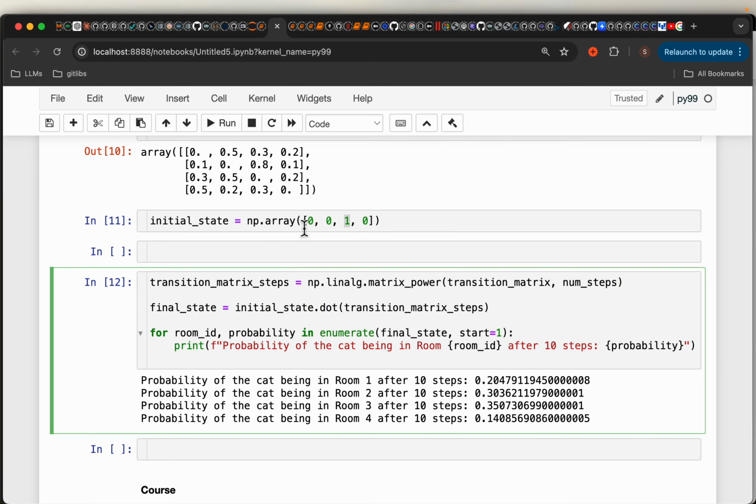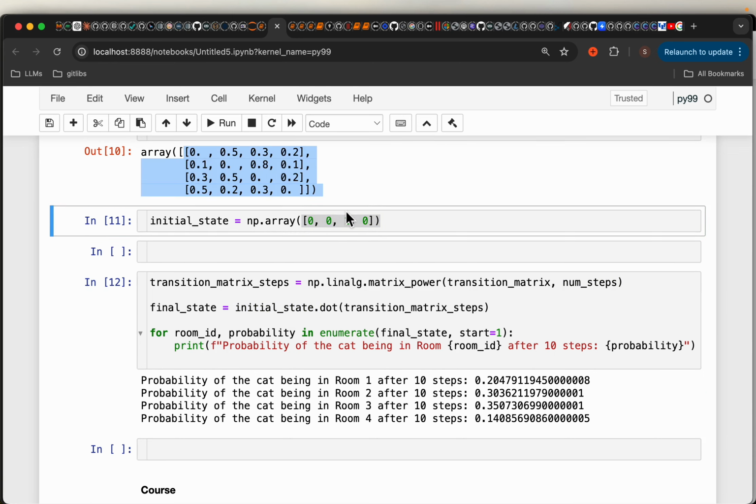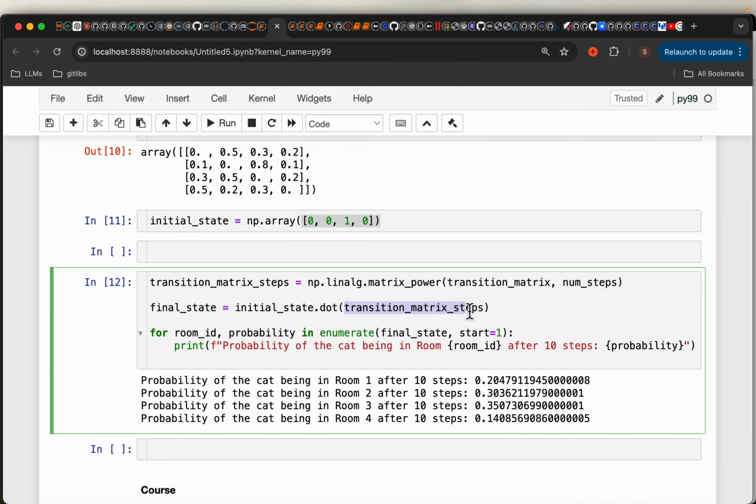So our initial state is this. We simply took our transition probability matrix and then took the power of the number of steps, which is 10. And here we have the final state. Now if we simply print this final state, which will have 4 numbers, which are the probability in each room after 10 steps, here we have 0.2, 0.3, 0.35 and 0.14. This is the exact solution.